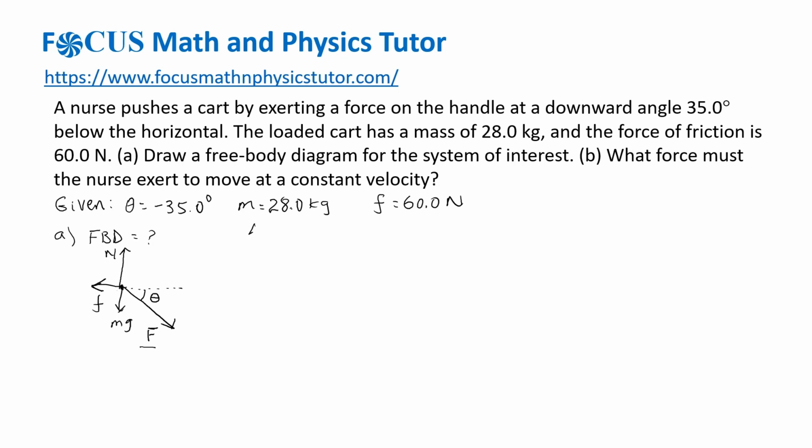Now B, what force must the nurse exert to move at a constant velocity? The term constant velocity is important here. It says velocity is constant. And what does that imply? When the velocity is constant, acceleration is equal to 0. And what does acceleration 0 mean? The net force is going to be 0. F net is going to be 0.